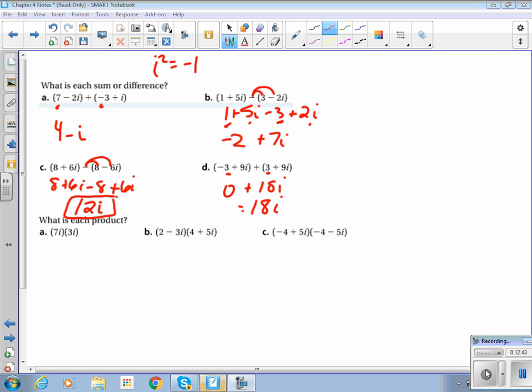If you have a 0, do not include the 0, especially for those of you guys who do online assessments. When you type it in, if you put the 0 in there, it might mark it incorrect because it's not in simplest form.